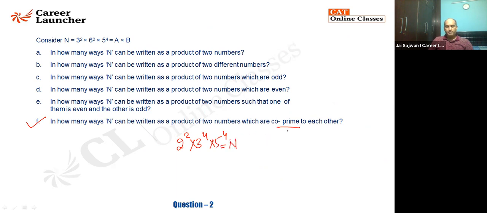This is number n. I'll say one case is one number is 1 and the second is n. Of course, they are co-prime. Co-prime means the two numbers should not have anything common other than 1.